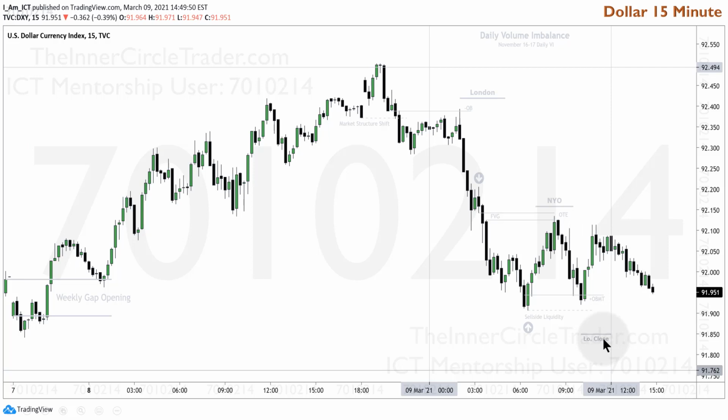The London close was really of no importance today. The high forming ahead of New York midnight. You want to look at the November 16th and 17th daily volume imbalance on the dollar index, and it'll be brought up in the midweek review.